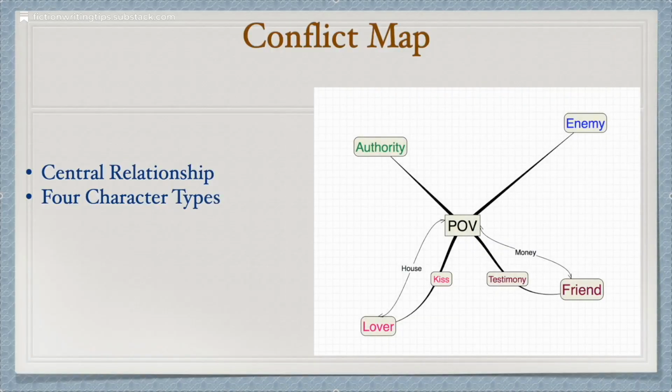Authority. How does this relationship create benevolent or negative energy? Love. How does the protagonist think of and possibly plan to pursue his or her love interest? And enemy. Who opposes the protagonist? Is it direct opposition, contradicting and fighting against the protagonist's goal? Or competitive, pursuing the same or similar goal?